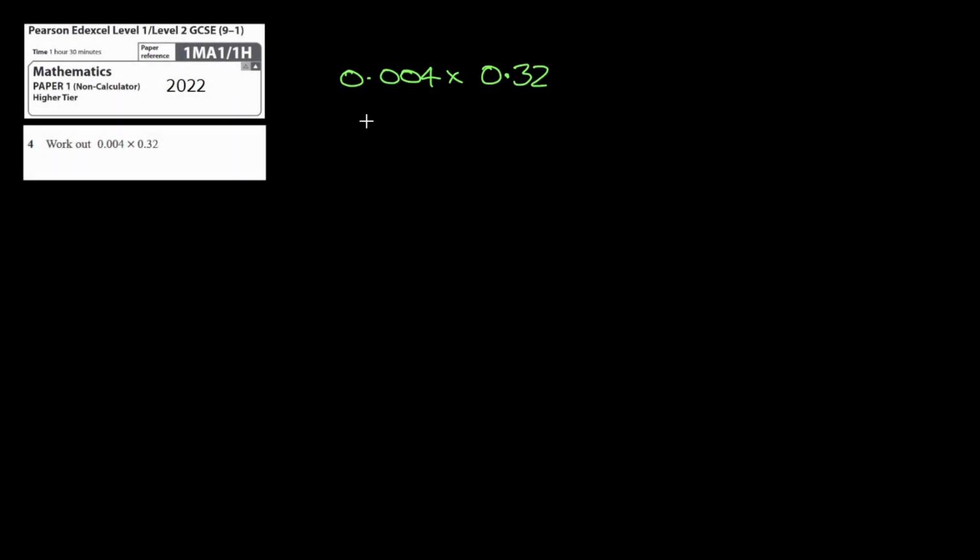Question 4. Now this is probably most easily answered by digging out the 4 and the 32 as integers. 1, 2, 3. It would take 3 hops of the decimal point to get to 4. So this is 4 multiplied by 10 to the minus 3, multiplied by 1, 2 hops to get to 32. So this is 32 multiplied by 10 to the minus 2.